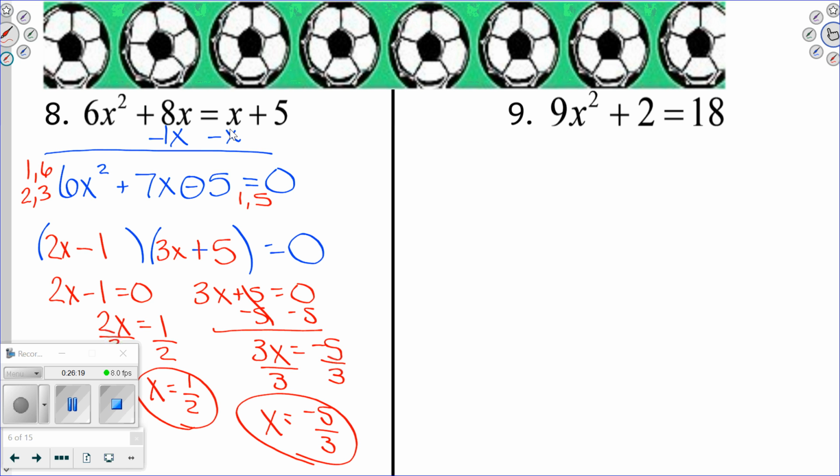How we doing, guys? All right? You got one more in you? On your own? Number 9, guys. Looks like most of you did really well moving that like term over. So we get 9x squared minus 16 equals 0. You have like terms and you subtract the 18 to give you negative 16.